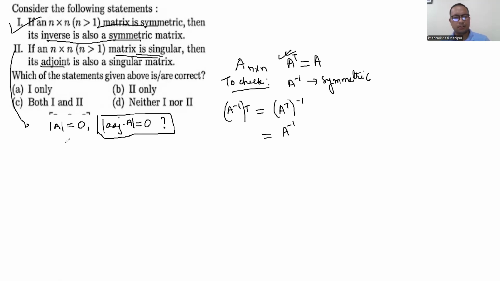The determinant of the adjoint of A is the determinant of A to the power n minus 1, where n is the order, say A is an n by n matrix. But the determinant of A is 0, so this would be 0. So the adjoint of A is also a singular matrix. So what is the correct option? The correct option is that both 1 and 2 are correct.